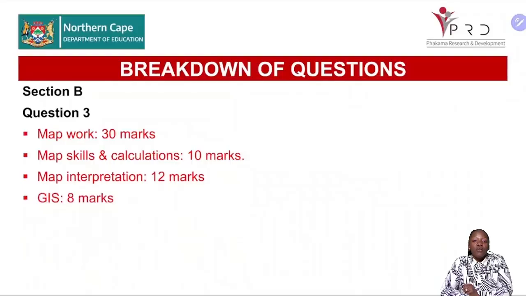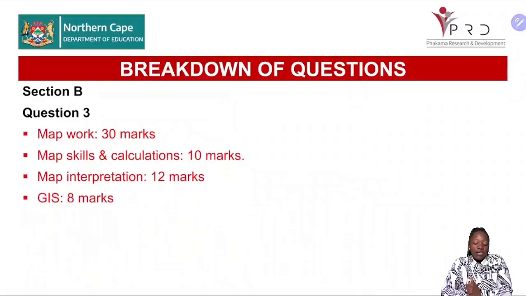Your section B, you will have your question 3. Under your question 3, you're going to have your map work. Remember, your map work will give you 30 marks. So to further break down these 30 marks, you will have your map skills and your calculation with 10 marks. That is your figure 3.1.